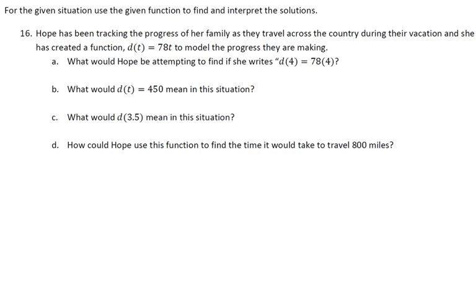Okay, now we're going to kind of do the same thing, but with the story problem. So Hope has been tracking the progress of her family as they travel across the country during their vacation, and she has created a function d of t equals 78 times t to model the progress they are making. So what is she trying to do if she writes d of 4 equals 78 times 4? Well, 4 stands for the time, right? So in 4 days, we'll say, she wants to know how far. So she's looking for how far they travel in 4 days.